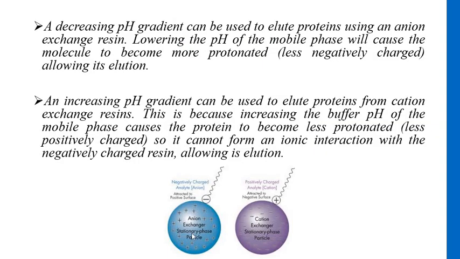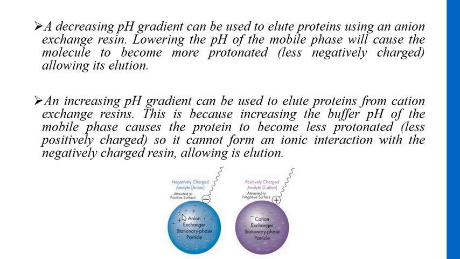Now, we can have an anion exchange resin or a cation exchange resin. How can we use the pH gradient in order to elute the target proteins from these two types of resins? In anion exchange resin, the negatively charged protein is strongly bound with the positively charged stationary surface. Now, if we have to elute this negatively charged analyte, then we will convert it into the positively charged species.